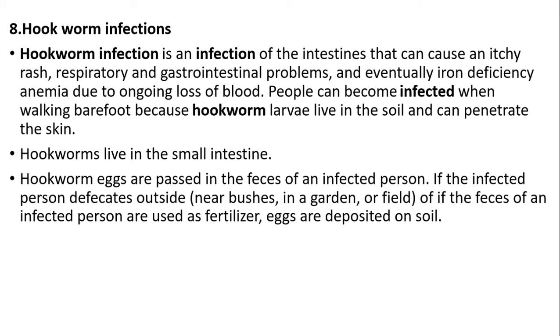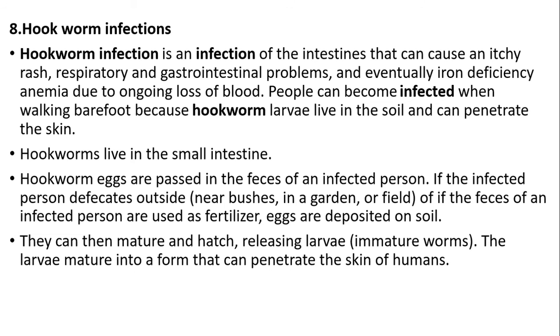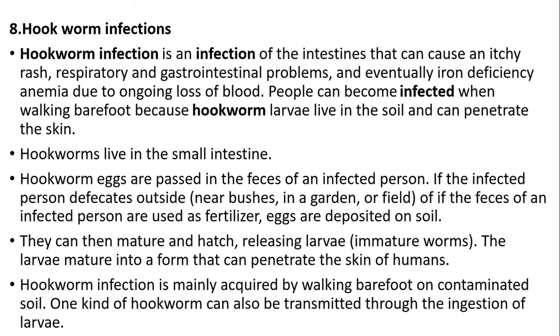The eggs are deposited in the soil. They mature and hatch, releasing larvae, that means immature worms. The larvae mature into a form that can penetrate the skin of humans. Hookworm infection is mainly acquired by walking barefoot in contaminated soil. One kind of hookworm can also be transmitted through the ingestion of the larva.